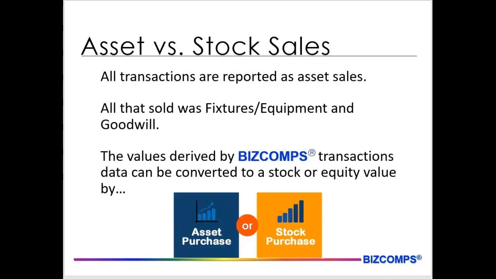As mentioned previously, the asset sales are the only sales that are reported in the BIZCOMPS database. However, there might be a case where you want to convert asset sale transactions to a stock sale transaction. So again, all transactions reported in the BIZCOMPS database are asset sale transactions. They all include furniture, fixtures, equipment, and goodwill, and some other possible intangible assets. The values derived by BIZCOMPS transactions can be converted to a stock or equity value. And we're going to show you how you do that.